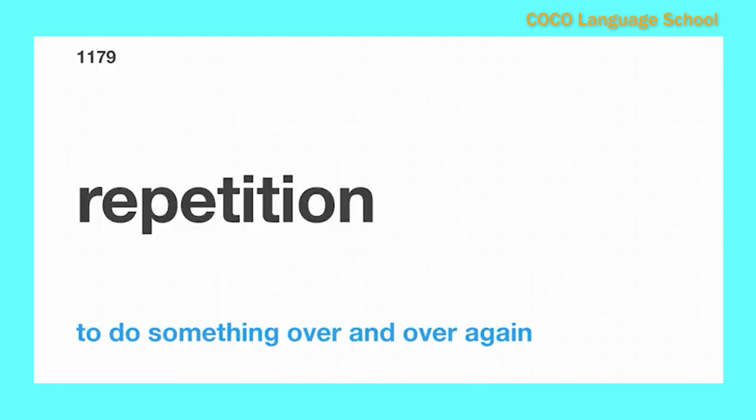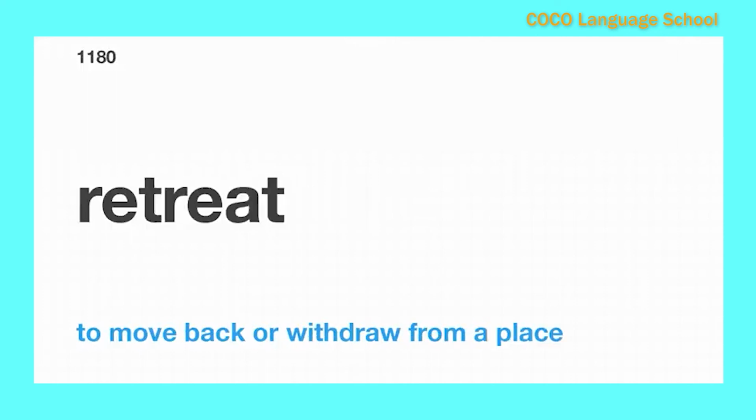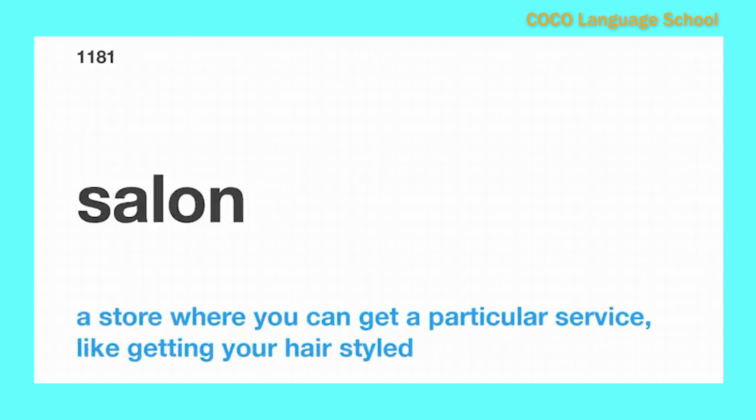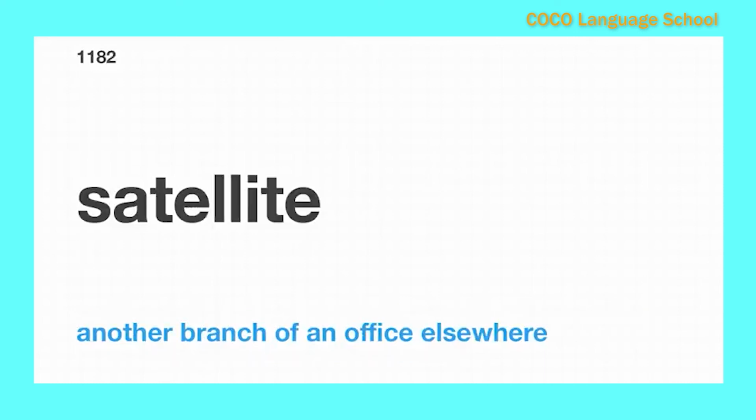Repetition. To move back or withdraw from a place. Retreat. A store where you can get a particular service, like getting your hair styled. Salon. Another branch of an office elsewhere. Satellite.